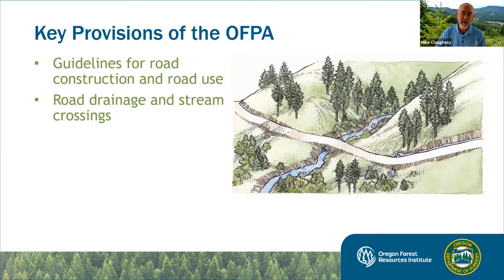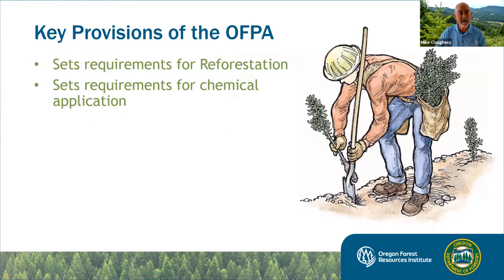And then an example at the left side is this ford, which is another kind of stream crossing that can be used in some situations. Or a water bar is another thing that could be showing. That again, when the water is moving down from the left, it hits the water bar and then crosses out of it. It's not a ford at all, it's a water bar. Sorry about that. Key provisions also for reforestation and about use of chemicals, and we'll talk about both of those in today's presentation.